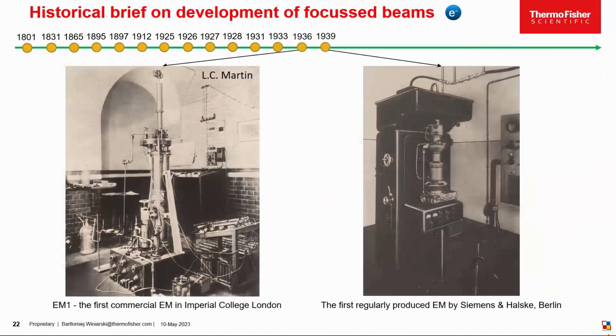The first commercial electron microscope was developed in 1938 in Britain at Imperial College London. In 1938, the first regular shipped electron microscope based on Ruska's research and development work was produced by Siemens and Halske in Berlin.